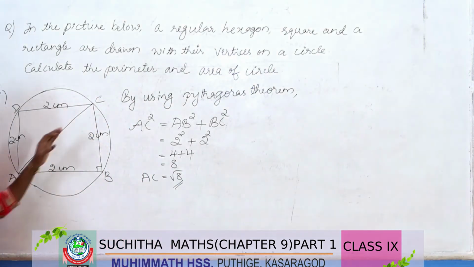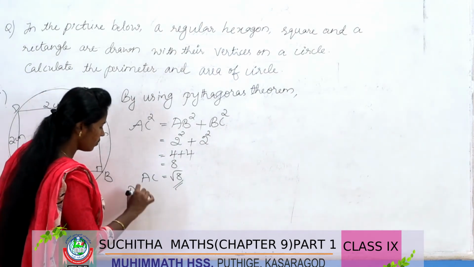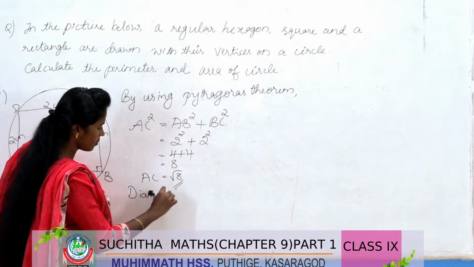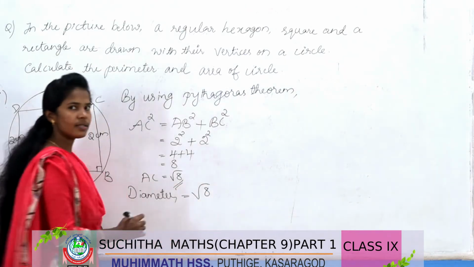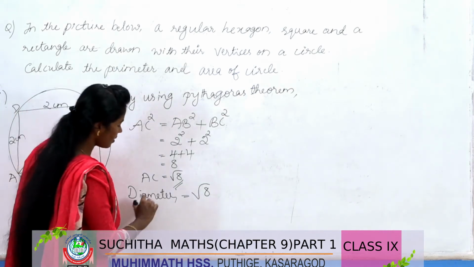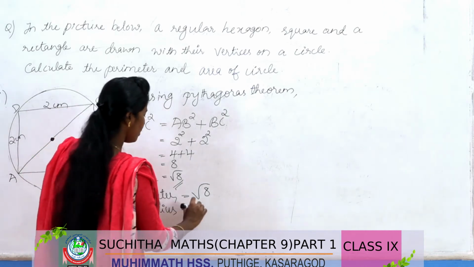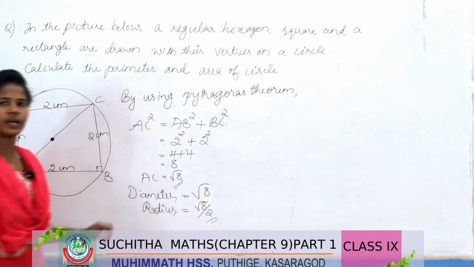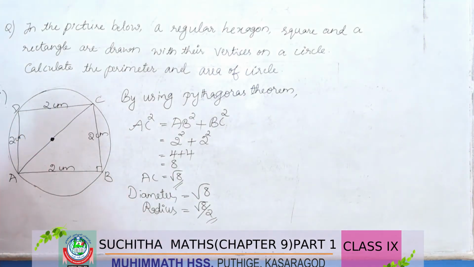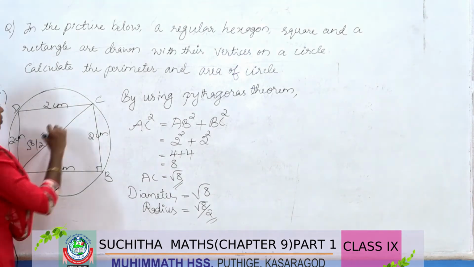AC is the diameter of the circle. Therefore diameter of circle is root 8. Then what is the radius? Therefore radius is half of diameter. That is root 8 divided by 2. Root 8 divided by 2 is the radius of this circle. Radius is root 8 by 2.